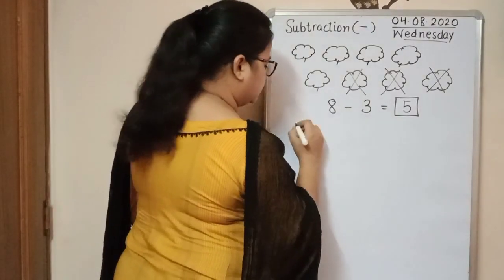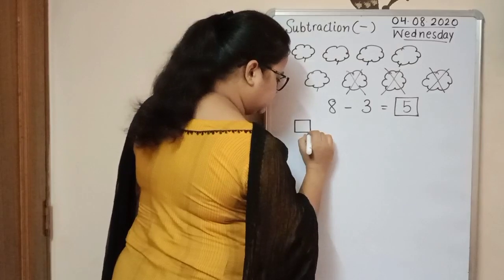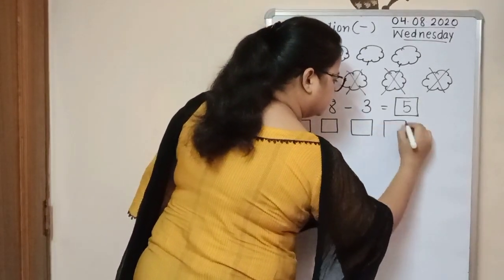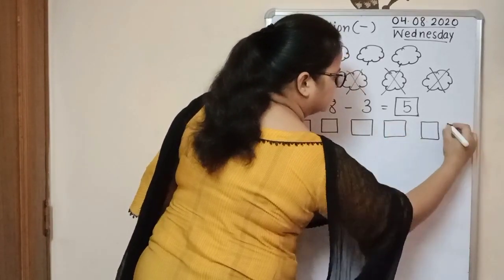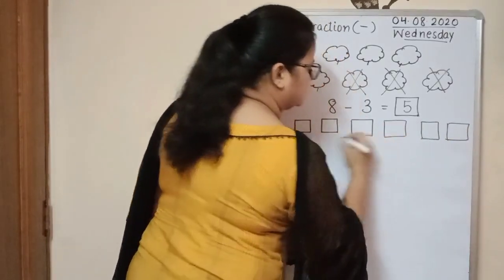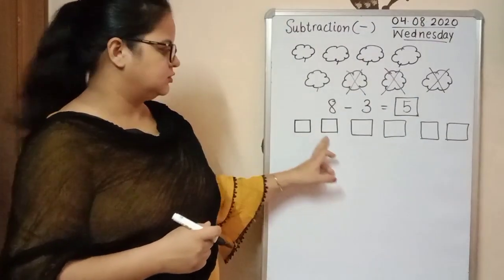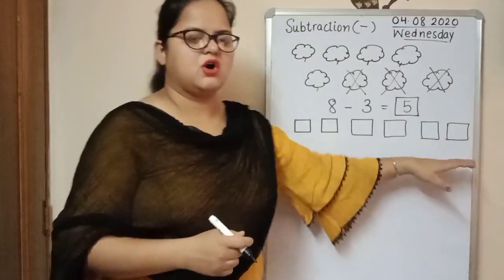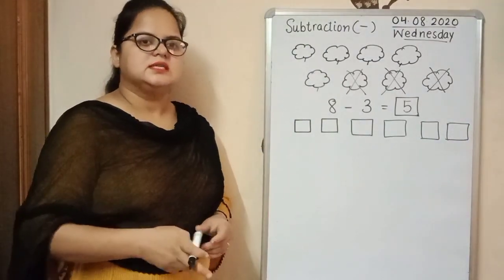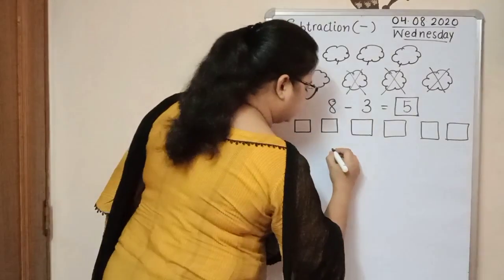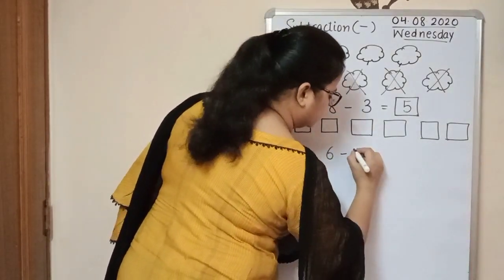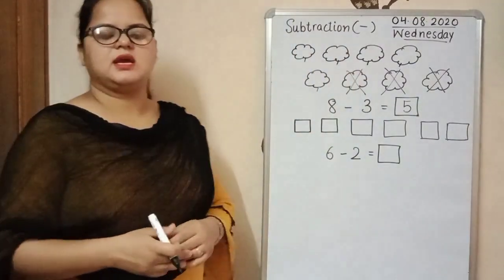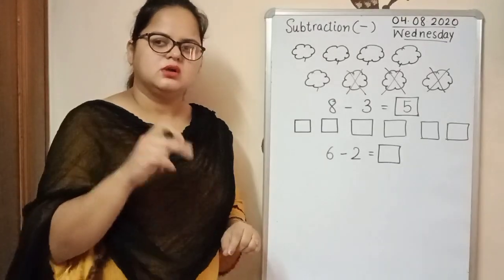Now again here I am making some squares. Let's count them. 1, 2, 3, 4, 5, 6. How many squares are these? 6 squares. And we have to do 6 minus 2. हमें क्या करना है? 6 में से 2 squares को cross करना है.